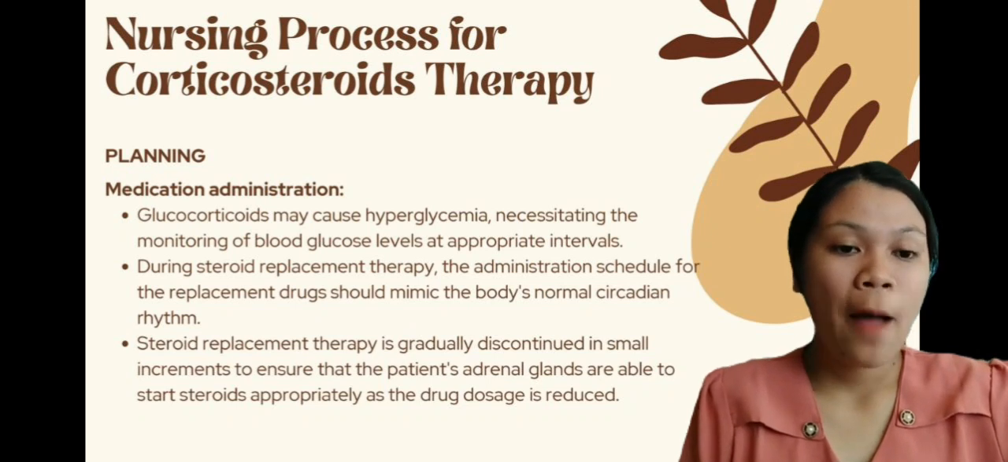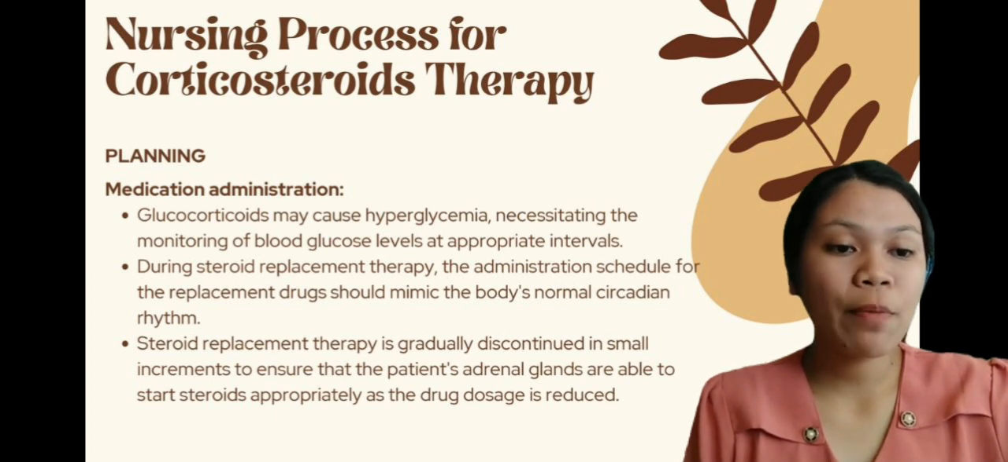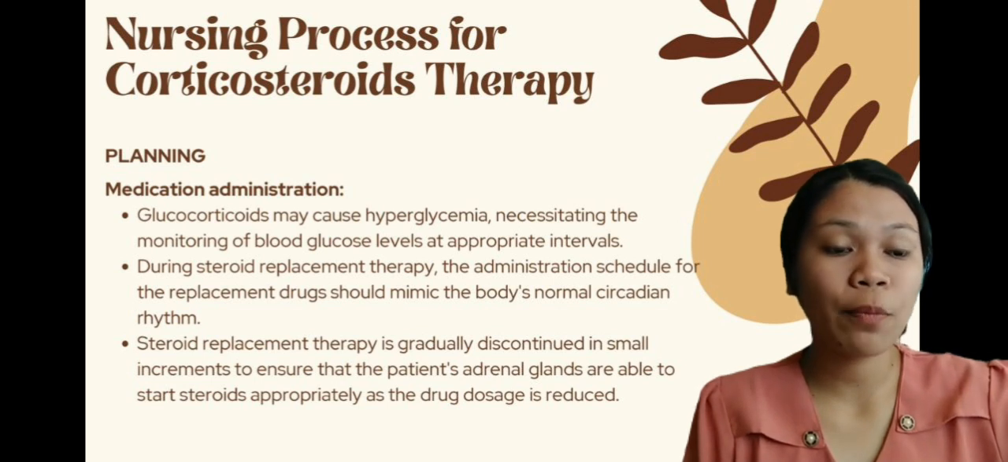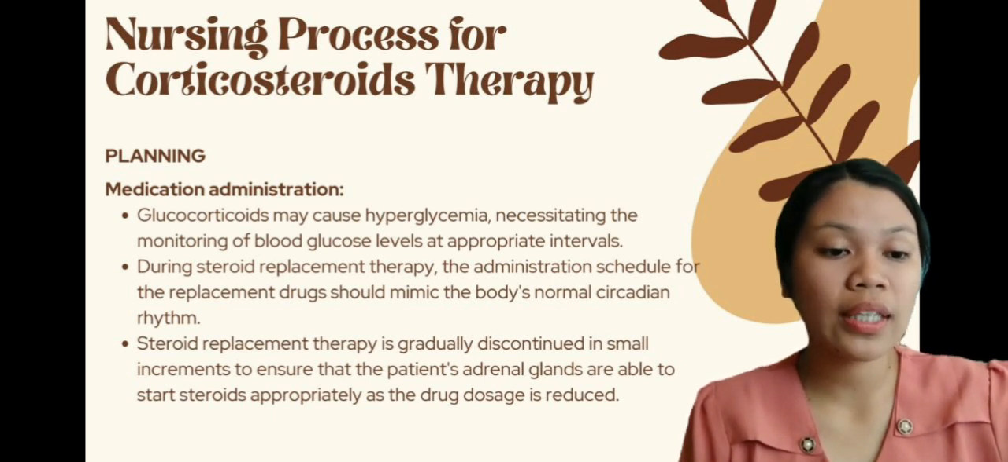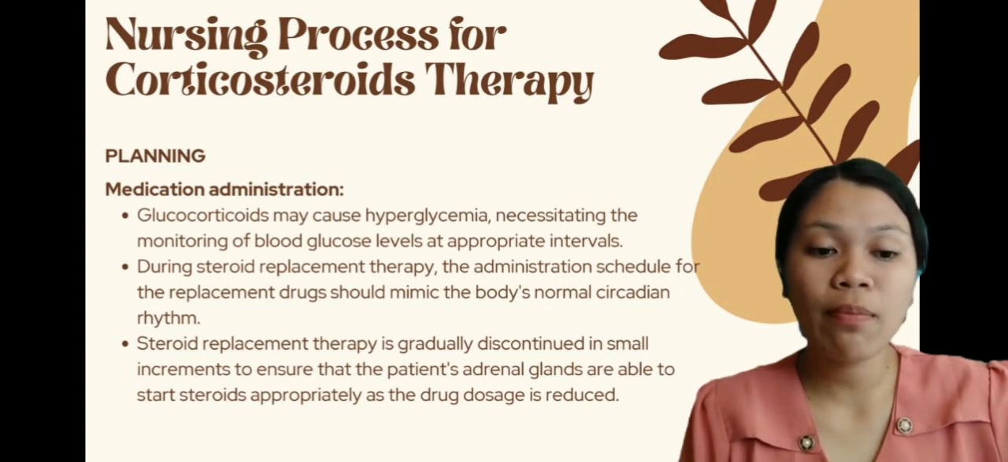Next is the planning. Medication administration. Glucocorticoids may cause hyperglycemia, necessitating the monitoring of blood glucose levels at appropriate intervals. During steroid replacement therapy, the administration schedule for the replacement drugs should mimic the body's normal circadian rhythm. Steroid replacement therapy is gradually discontinued in small increments to ensure that the patient's adrenal glands are able to start steroids appropriately as the drug dosage is reduced.